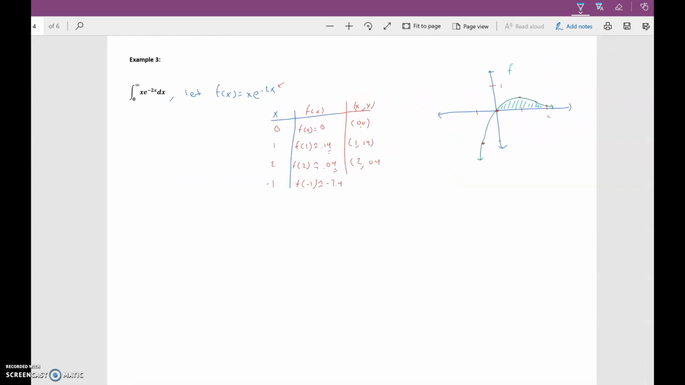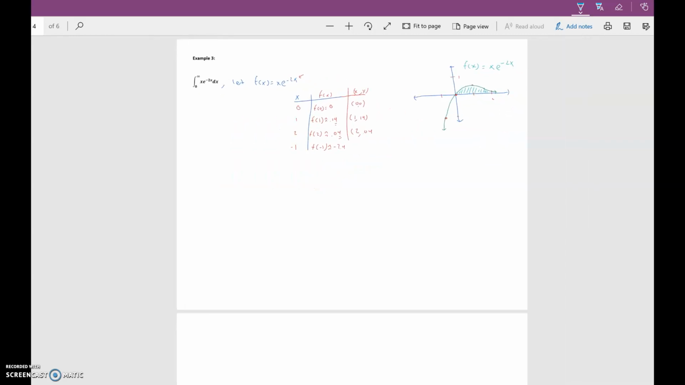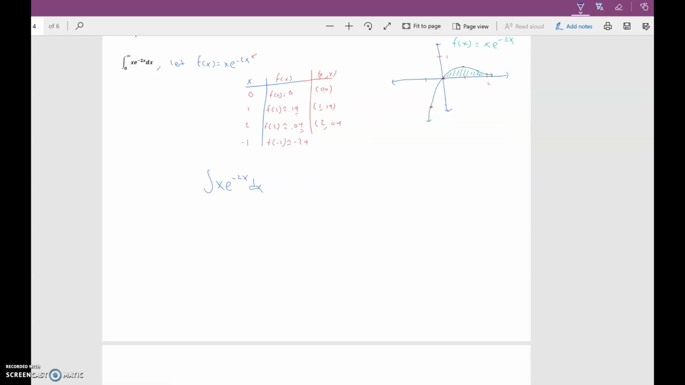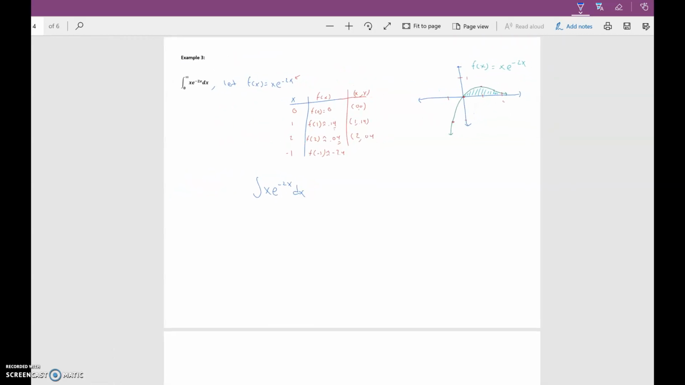Okay, so that's just for the sketch. This is technically just the function f of x, which is equal to x e to the negative 2x. So that's just the function. Now, this one's going to be messy, so let me evaluate the actual integral on the side, and then we'll apply the definition and calculate the total area. The integral of x e to the negative 2x dx, we can evaluate by tabular integration.